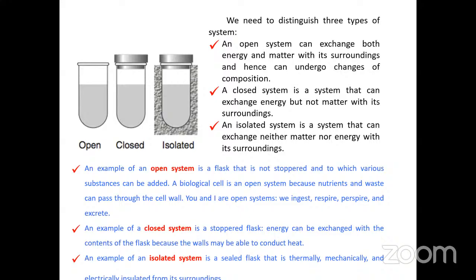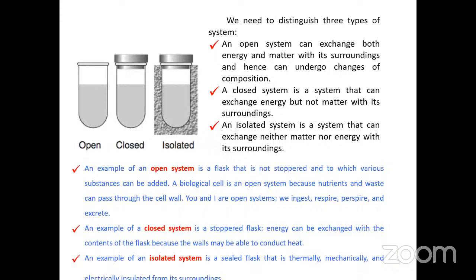Another example is that of an isolated system. It's a sealed flask, thermally, mechanically, electrically insulated from its surroundings. Like you have a water flask. That is an isolated system. You seal it very well. The wall of it doesn't exchange heat with the environment. You can hold the body of the flask and you will not feel any heat. There's no exchange of heat, and the content also is intact. So that is an isolated system. So don't mix them up.